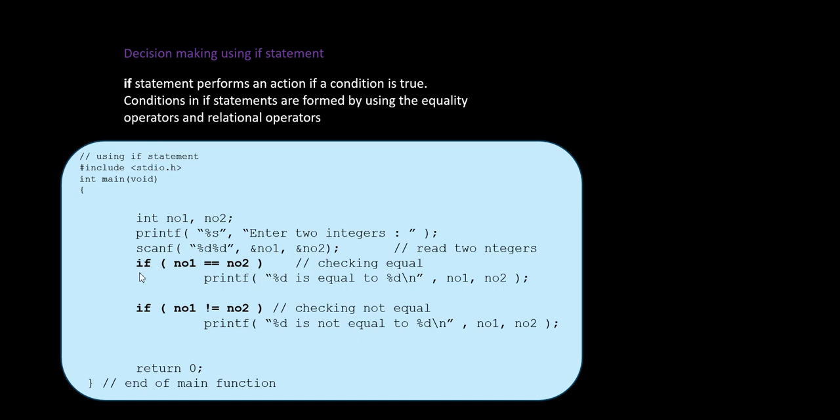Here we have if, then inside the parenthesis we have checked that num1 is equal to num2. Then if num1 equals num2, then this printf works. If not, we have checked num1 is not equal to num2. If those two are not equal, this printf works.